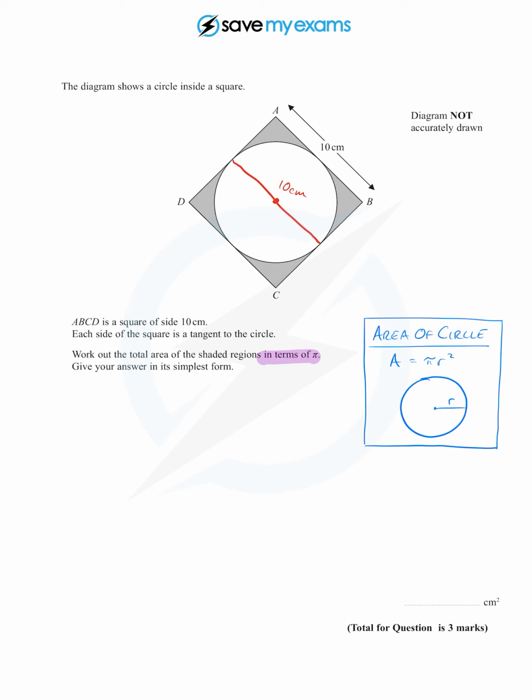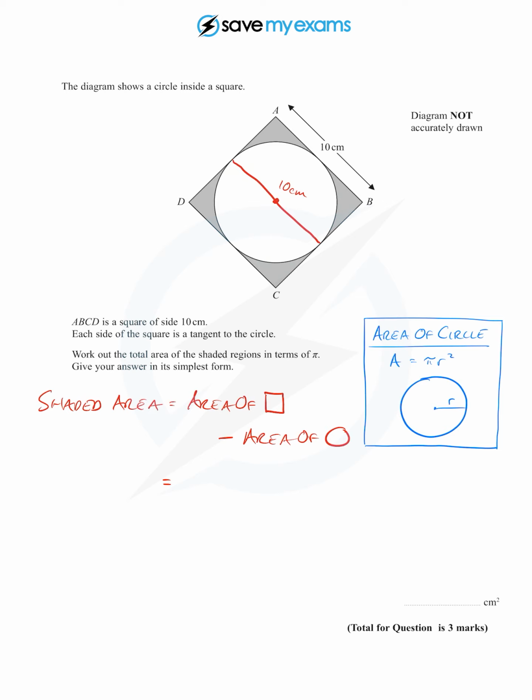So we're not going to put it in a calculator because we don't have one. We're just going to do it. Right, so the shaded area, well, how are we going to find that? That's going to be the area of the square minus the area of the circle. Okay, and that should be quite easy to do.